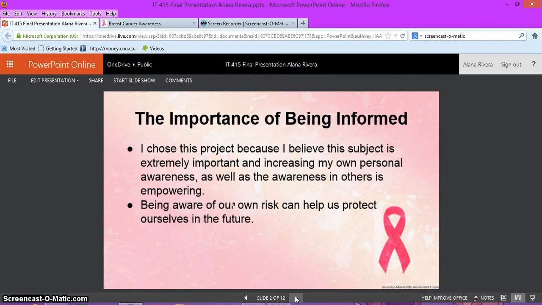I decided to do breast cancer statistics because I feel that it is important for all women just to know going forward what their chances are, what their risks are. Of course, men do get breast cancer as well, however, it's not as often as women, and they're not at as high a risk as women are.